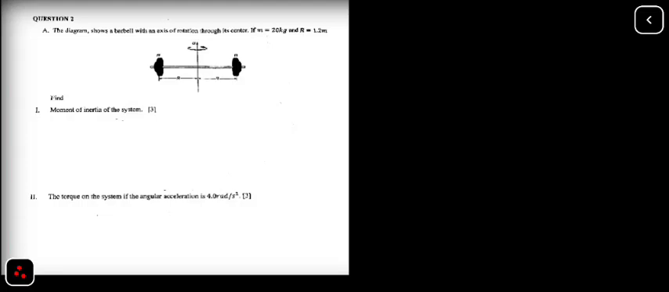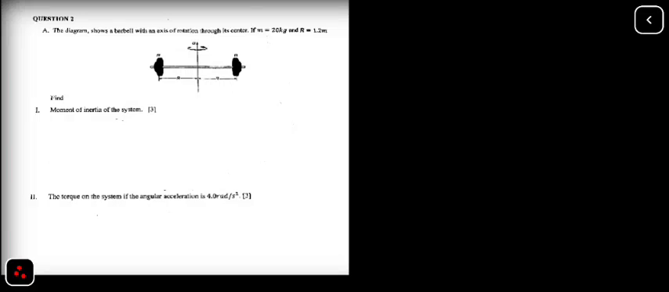Okay, so we have this question which says that the diagram shows a barbell with an axis of rotation through its center. If the mass M is equal to 20 kg and R is equal to 1.2 meters, which is the radius, find the moment of inertia of the system.